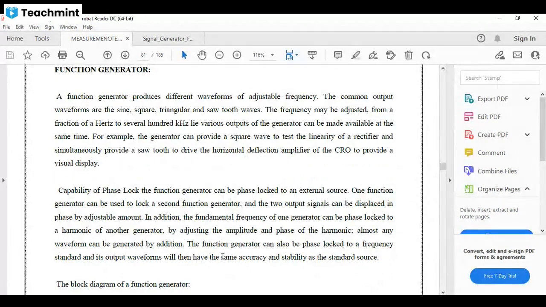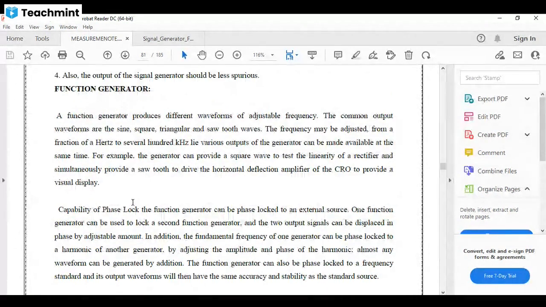Now is the function generator. Function generator actually produces a different waveform of adjustable frequency. It provides mainly different types of waveform which are adjustable or controllable. Means we can control and adjust.